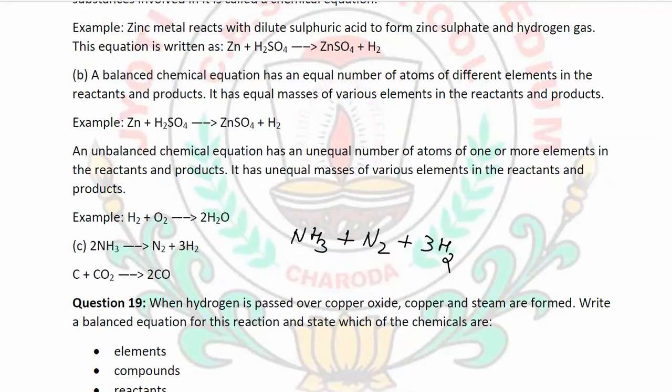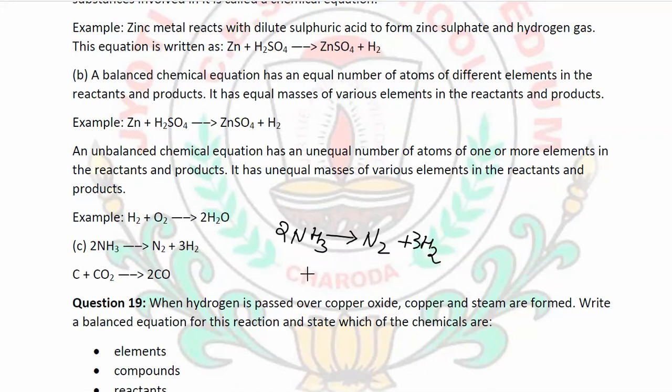N2 plus H2 gives NH3. So here for balancing it, we must multiply 3 here and we must multiply 2 here. Then the chemical equation will get balanced out here.